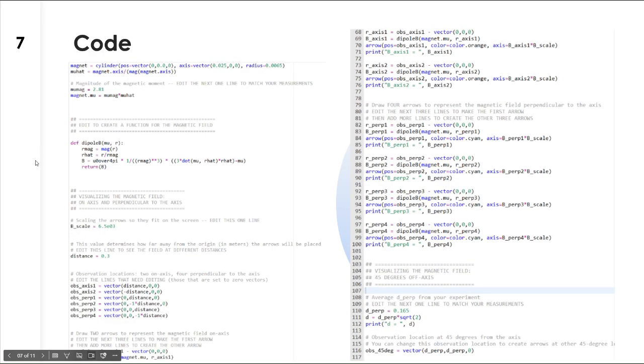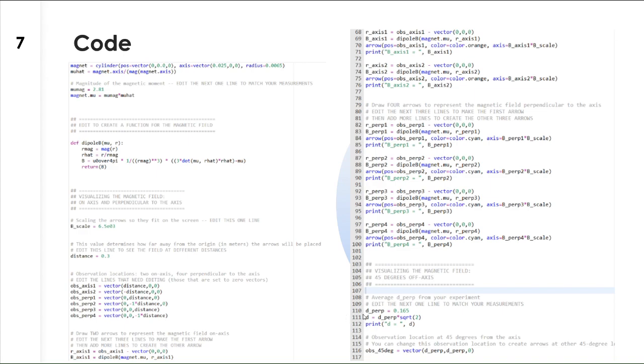And then for the code, we inputted the magnitude of the dipole moment calculated before. And then this function dipole B is essentially just a coded version of the Biot-Savart equation earlier. So the constant mu naught over 4 pi times 1 over r cubed times that 3 dot mu r hat expression. And this function essentially just returns the magnitude of the magnetic field based on a dipole moment and a distance. So then we took 6 observation locations on axis and perpendicular to our magnetic dipole, and we calculated the magnetic field at each of these observation locations and visually represented them with a scaled arrow. The scale factor is here.